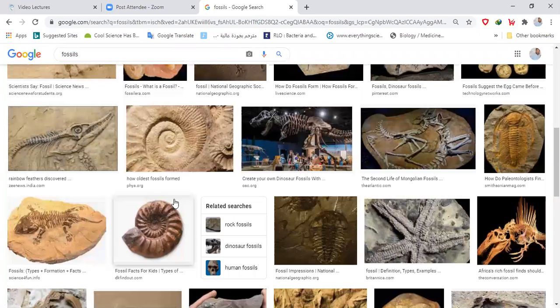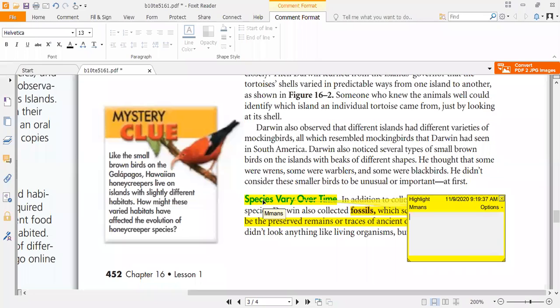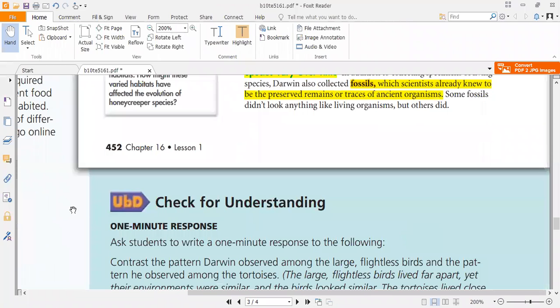These are fossils. He started to collect fossils and compare them with the living organisms today to see what changes happened to the species over long periods of time.